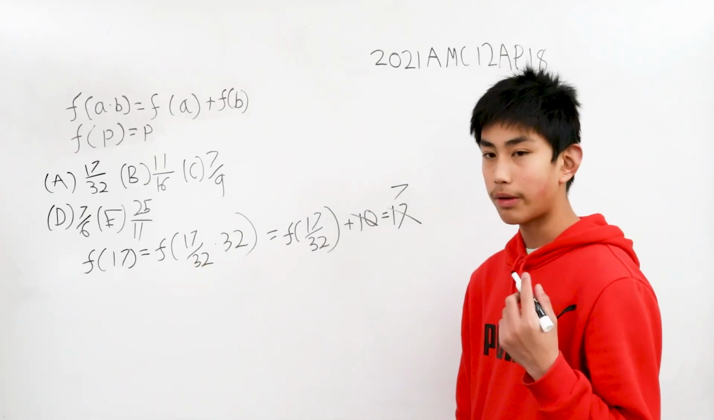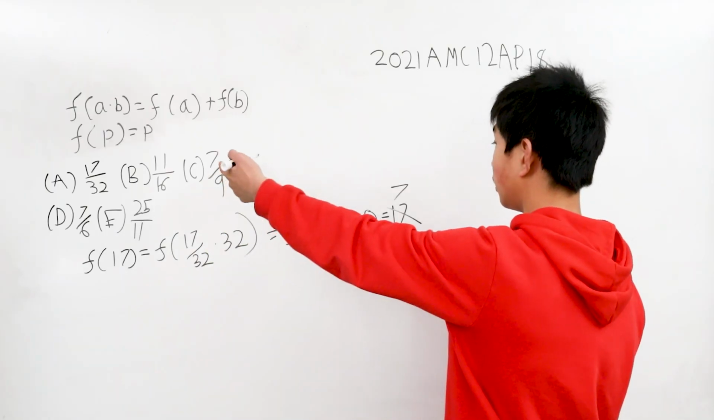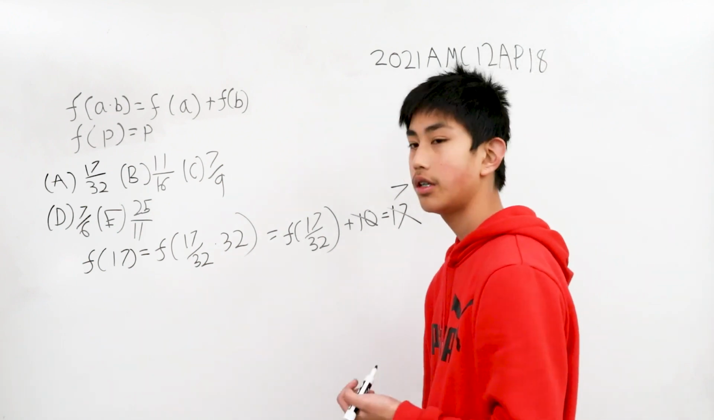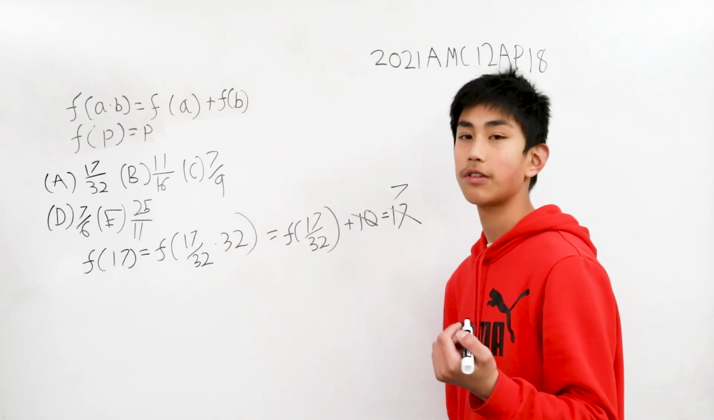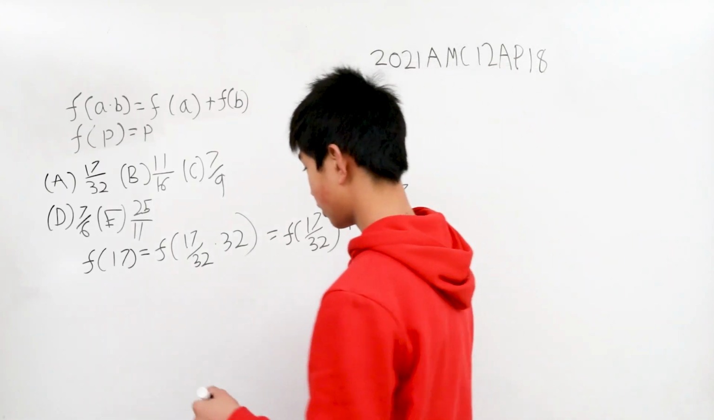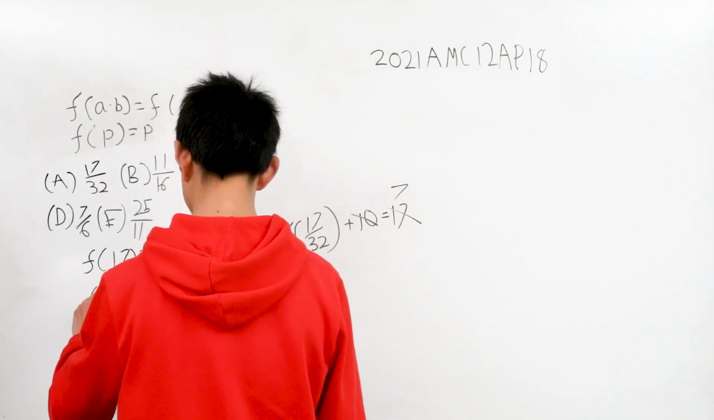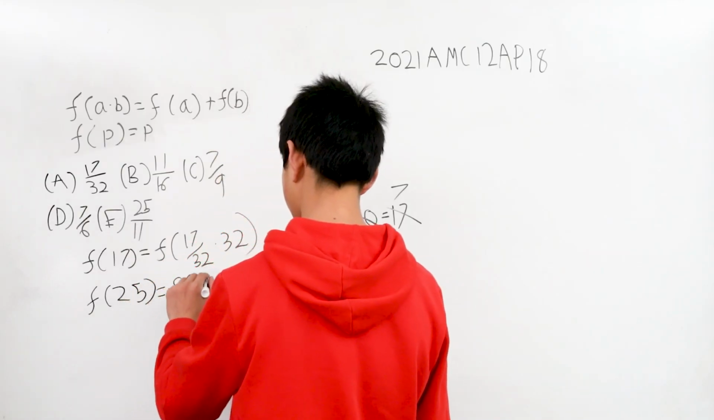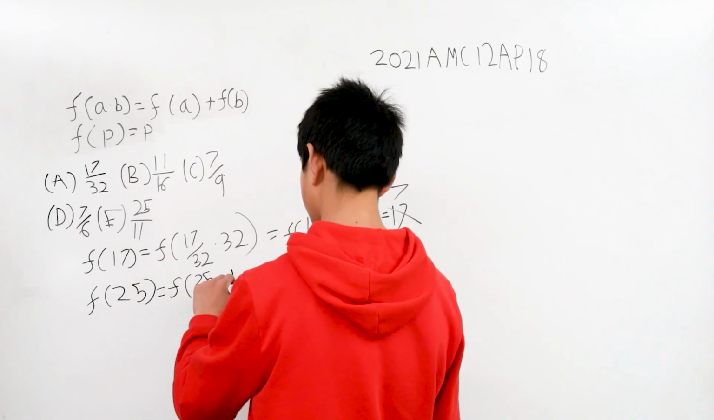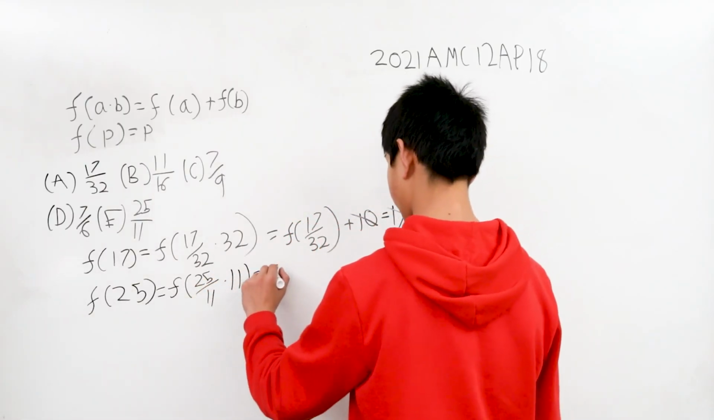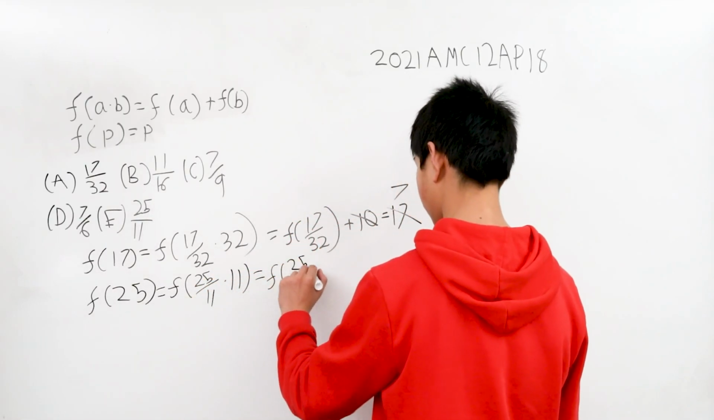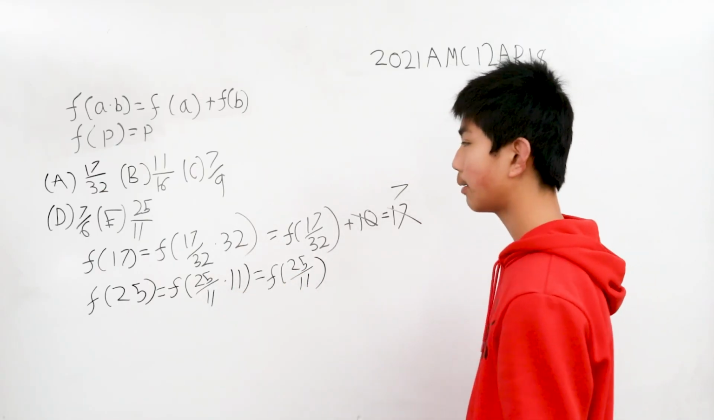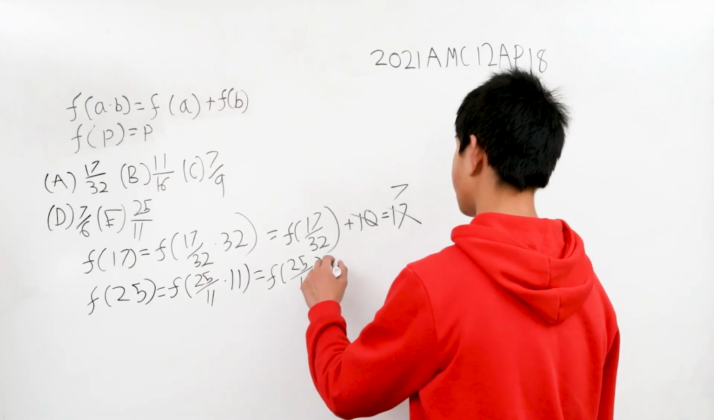So you can use this method to test all of the answer choices shown until you reach answer choice E. I'm saying this right now, so you'd obviously think that's correct, and it is. I'll show it to you. f of 25 is equal to f of 25 over 11 times 11, which is f of 25 over 11 plus f of 11. And since 11 is a prime number, f of 11 is just 11.